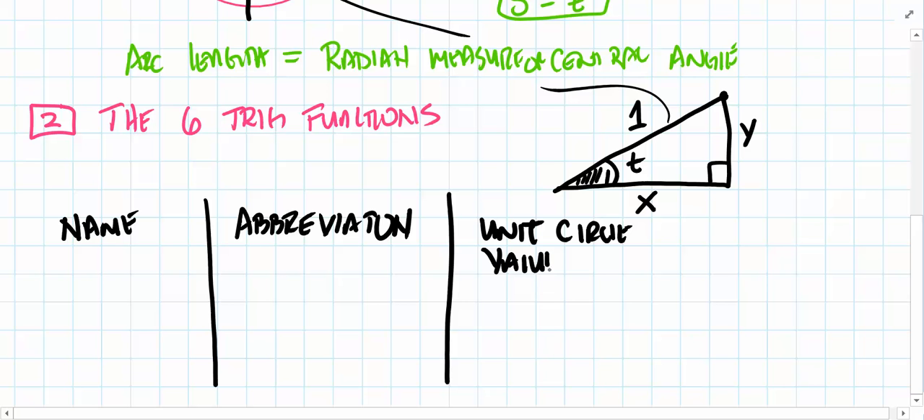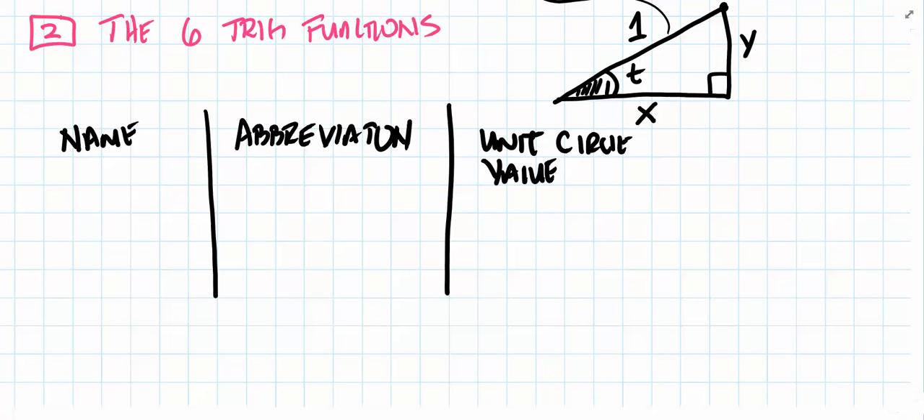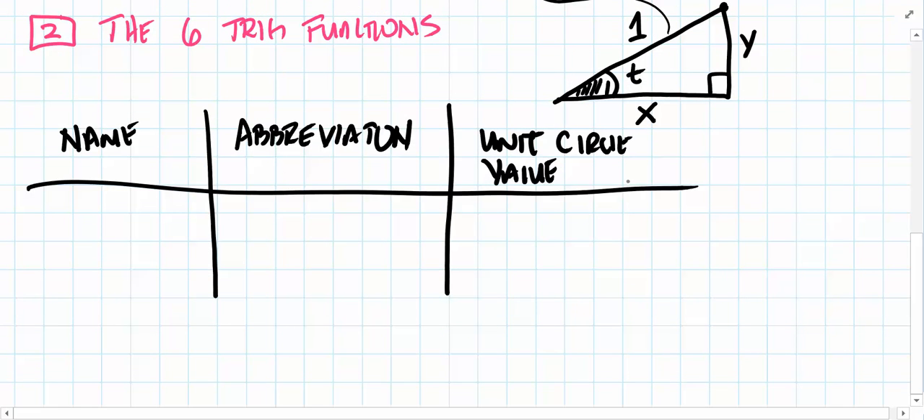Okay, I'm going to give you the name, the abbreviation, and the unit circle value, and there are 6 of these. So the first one is called the sine function, and I know that you've heard the sine function before because you've all taken geometry, right? What's the abbreviation for the sine function? Yeah, SIN. Please do not say sin, right? We're not going to say the sin of an angle. So, the sine of angle T.